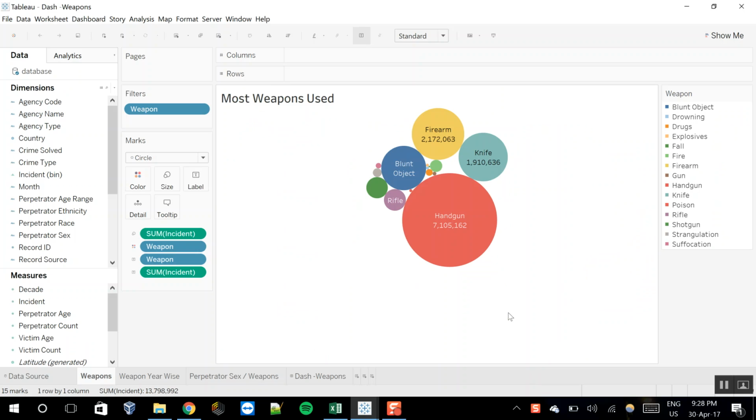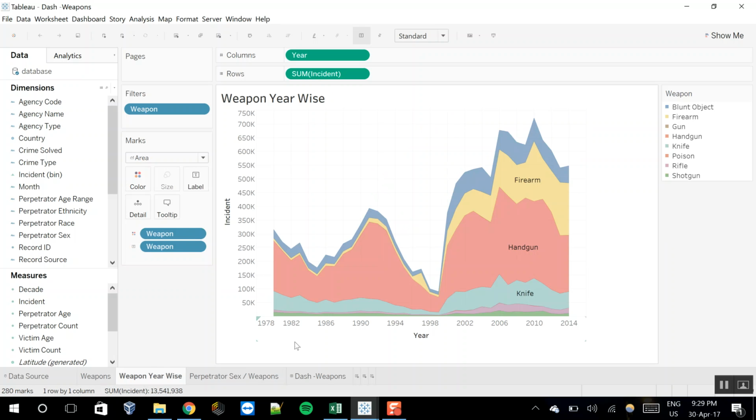So I will move to my first case study, which is about weapons. From this backpack bubble chart we can see that the maximum used weapon was handgun, and after that was firearms. The next case study is year wise weapon use. Here we can see that, as we saw in the last graph, handgun was the most used throughout the years, and its maximum usage was in the year 2007, and for firearms it was in 2010.